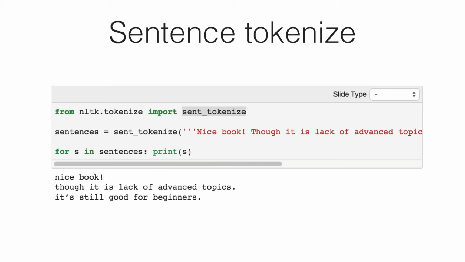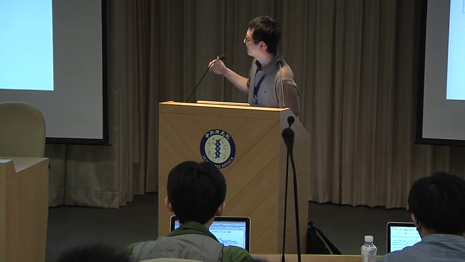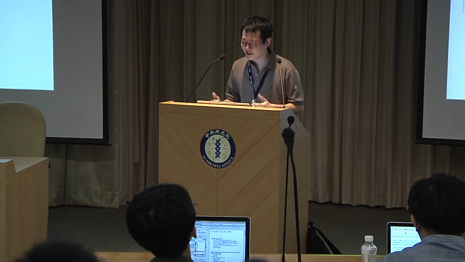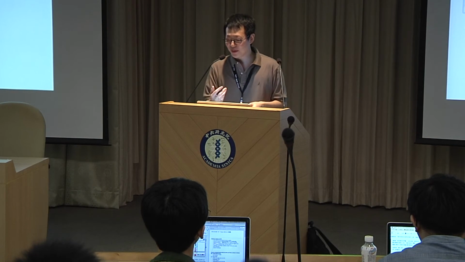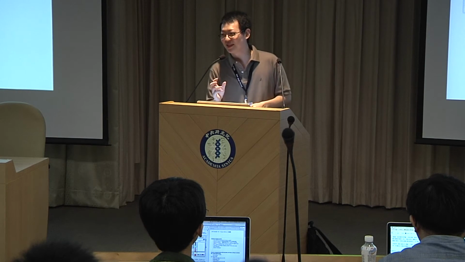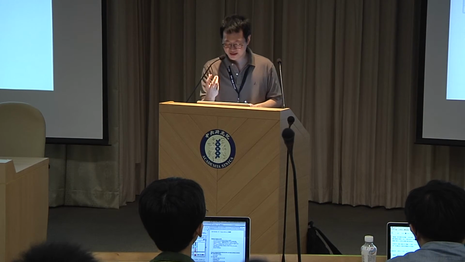The second function I want to show you is sentence tokenize. If you use sentence tokenization, the original text will be separated into 3 sentences. The first one is "Nice book." The second one is "Lack of advanced topics." The last one is "It's still good for beginners." Oh, it's cool. If you have to use split to tokenize a sentence by yourself, it is terrible. Trust me, there are so many kinds of punctuation you have to deal with.